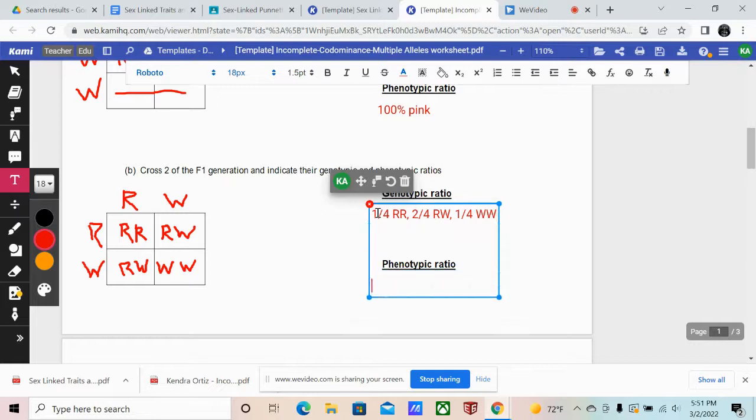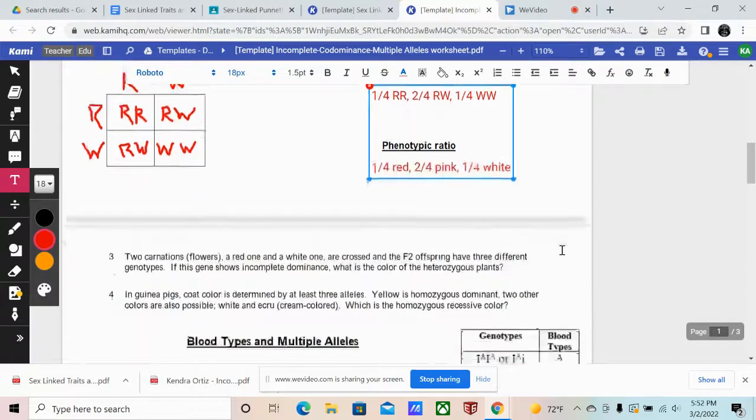Now, phenotypic ratio. Since this is incomplete dominance, the RR is still going to be red. 1 out of 4 is going to be red flower. 2 out of 4, the RWs, now they're not going to be red and white. They're going to be pink. And 1 out of 4, the WW is still going to be white. All right, there you go.